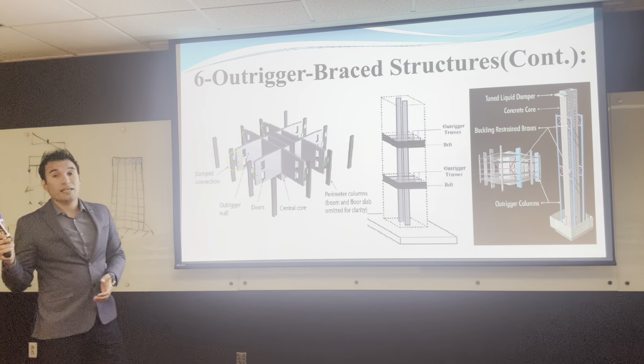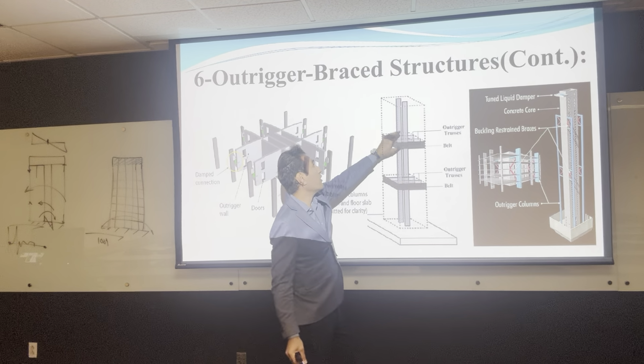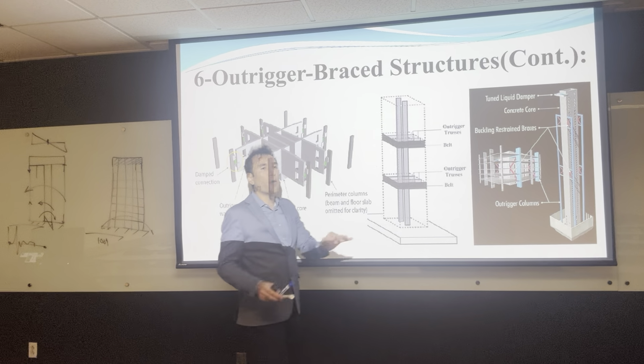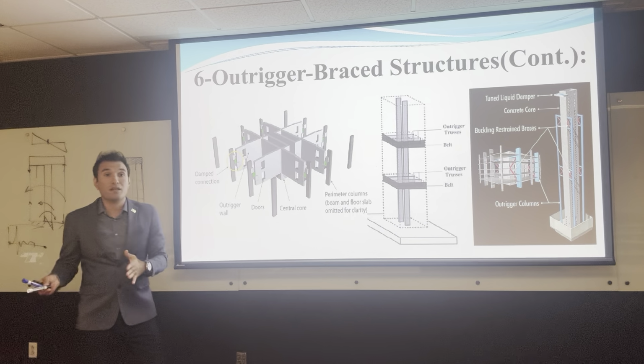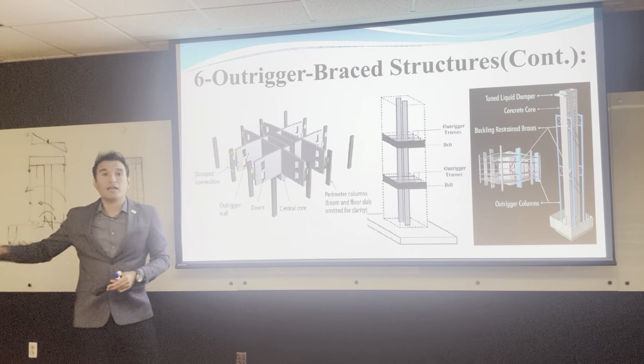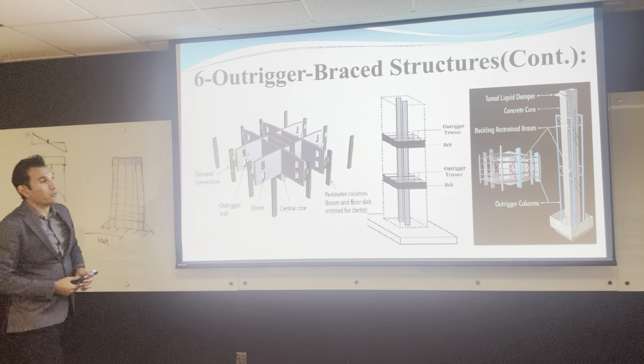Sometimes we put it in multiple stories. Sometimes we put it at 1/3 and 2/3 and at the top, and sometimes you only need 2, at the 2/3 and the top. So there is an optimum location of the outrigger, and this is going to be part of the project. Some of the groups are going to have to try different outrigger locations and see how this is going to impact the forces.